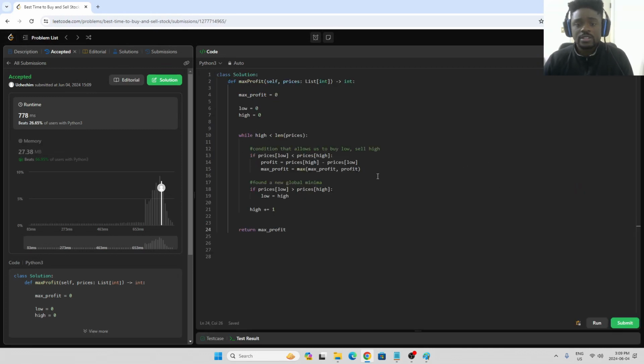So as I said, this is a linear solution because we're only shifting our pointers based on certain conditions here, and we're only going through our array once in worst case. The space complexity here is going to be constant because we're not using any auxiliary data structures. We're simply just having variables to keep track of our pointers and our max profit. So our time complexity here is going to be O of n, and our space complexity here is going to be O of 1. So I hope this answered any questions you might have had about this problem.